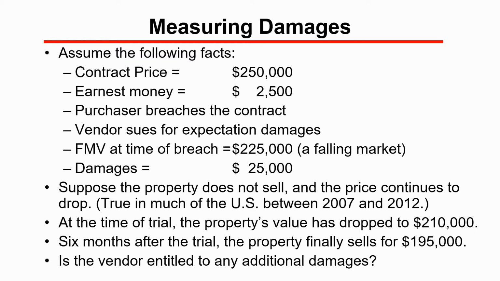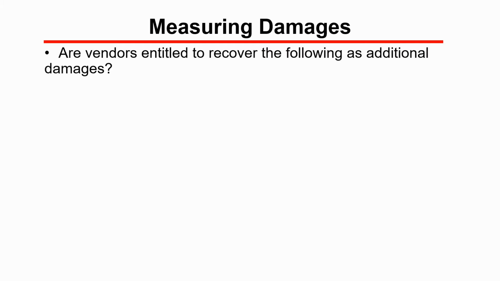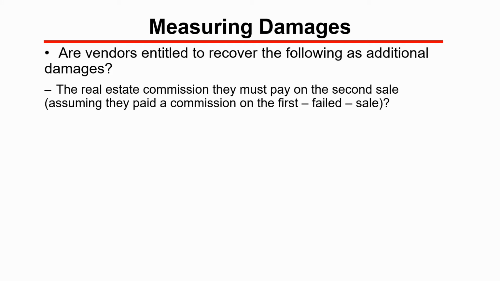Damages really is an inadequate remedy. Now, in addition to the standard remedy of expectation damages, vendors often claim additional damages for other things that happen because of the purchaser's breach. For example, are vendors entitled to recover the following as additional damages?